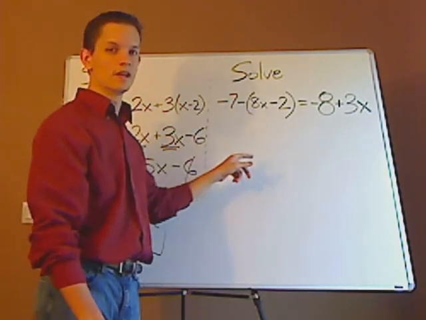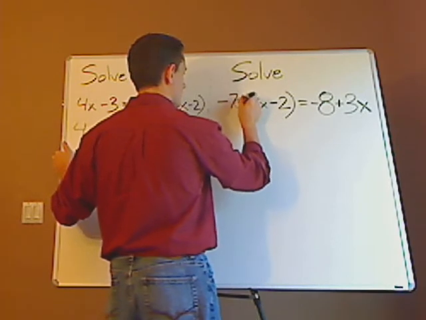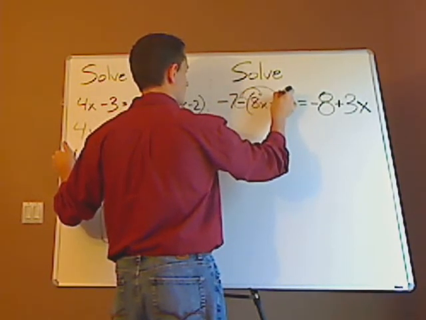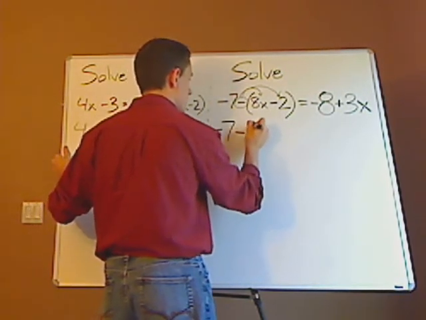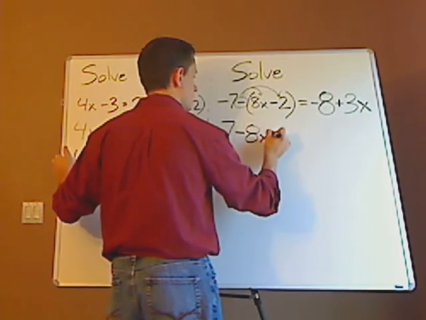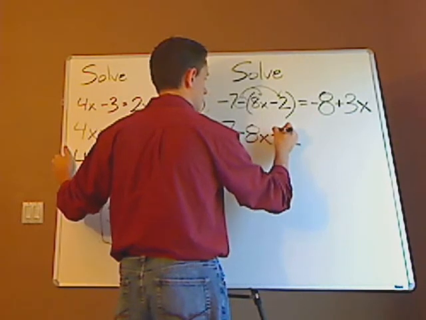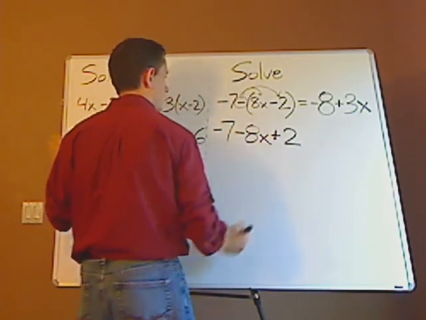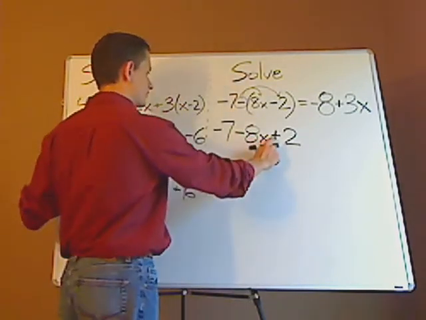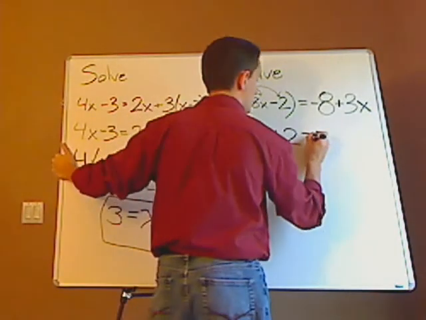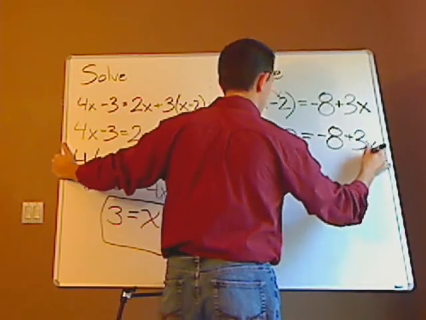You're going to do the same thing over here. So this, you're going to distribute the minus sign as like a negative 1. So that's minus 7 minus 8x plus 2. Be careful of those negative signs, especially when you're distributing. Equals negative 8 plus 3x.